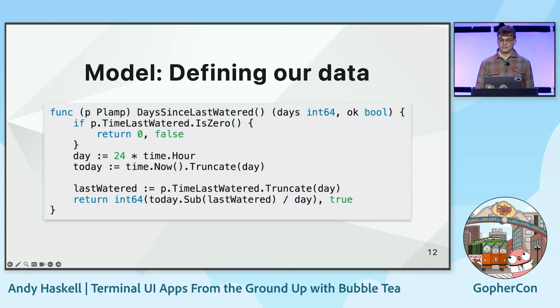And we'll also give it a days since last watered method, so we can say when the plant was last watered in terms of number of days ago rather than an absolute date. So we're returning a Boolean so that if time last watered is the zero value for time, we can just return false, so the zero value represents that a plant hasn't been watered on this app yet.